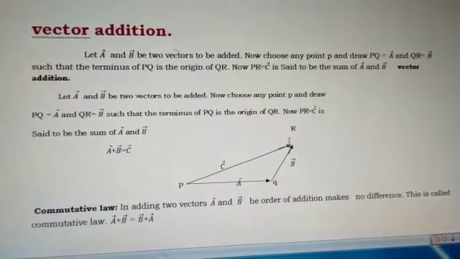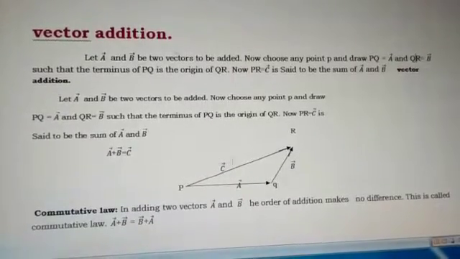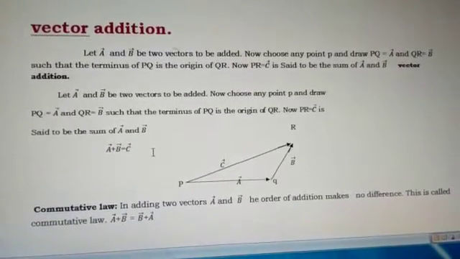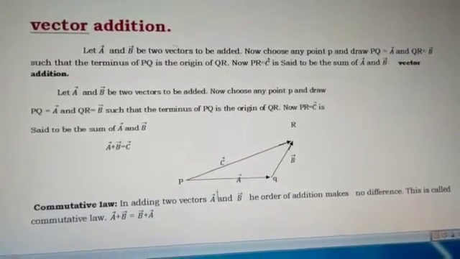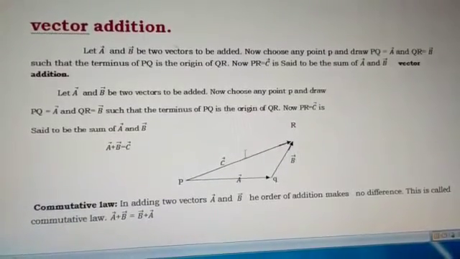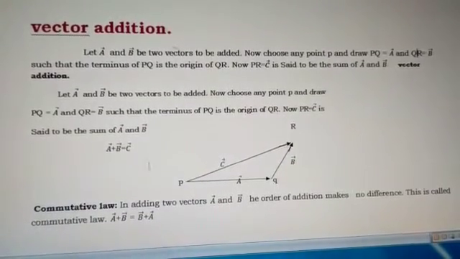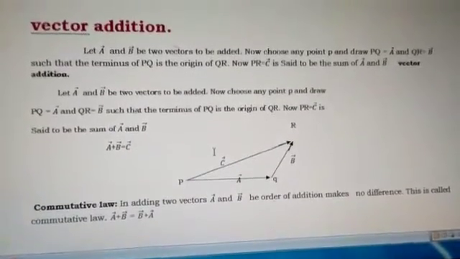So here we will make an end. PR, from here to here, we can call it C. Then how do we add these vectors? Vector A plus vector B, then the resultant vector is the vector C. So this is how we can add these vectors.